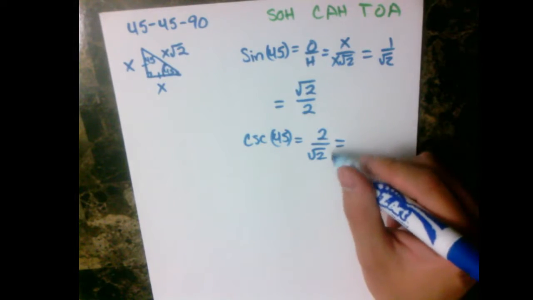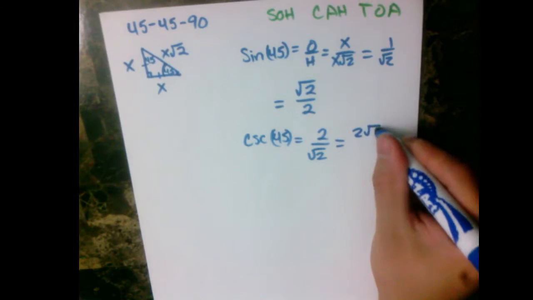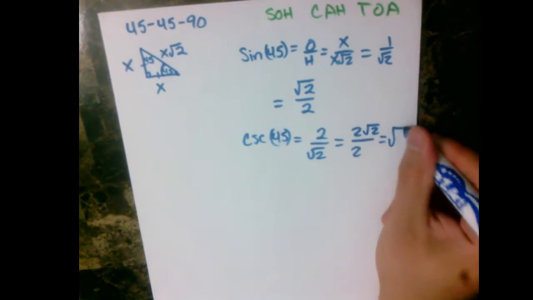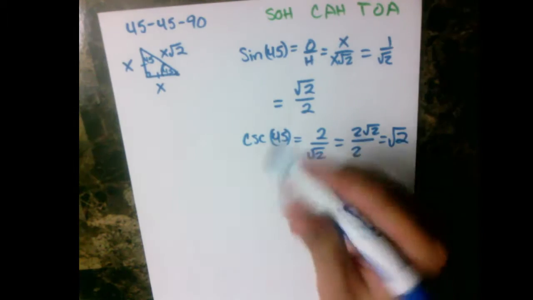So you'll multiply by root 2 over root 2. And you'll get 2 root 2 over 2. The 2's will cancel out. You'll just end up with the square root of 2. All right. So that's sine and cosecant.